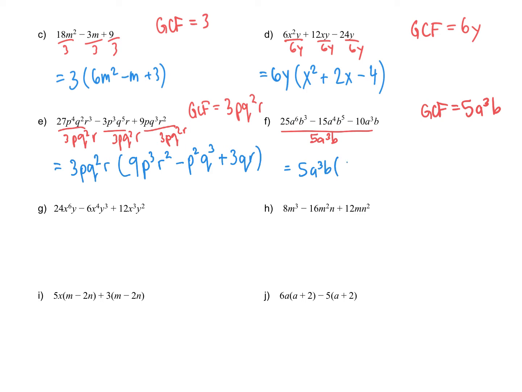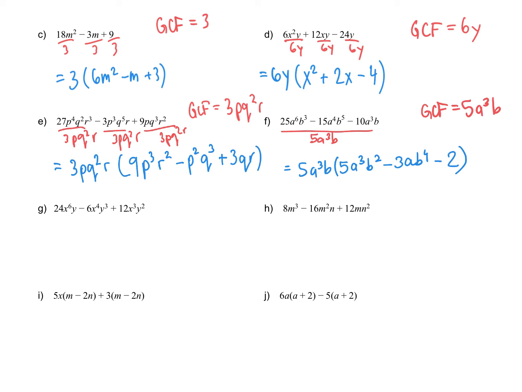So 25 divided by 5 is 5. A to the 6 divided by a cubed is a cubed. B cubed divided by b is b squared. 15 divided by 5 is 3. A to the 4 divided by a to the 3 is a. And b to the 5 divided by b, or b to the 1, is b to the 4. Minus 10 divided by 5 is 2. The a cubes cancel out, the b's cancel out, so there it is.